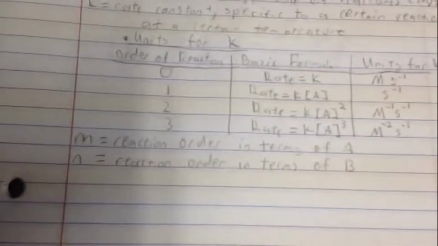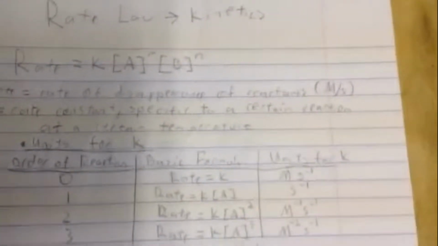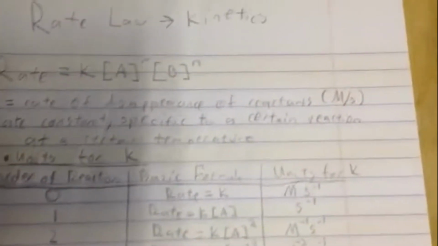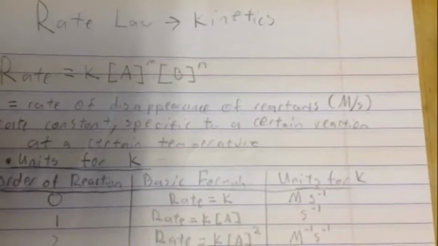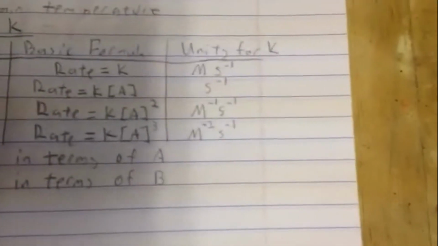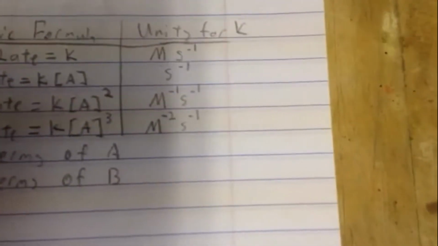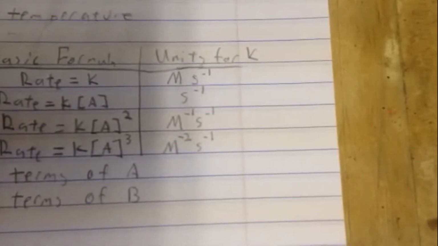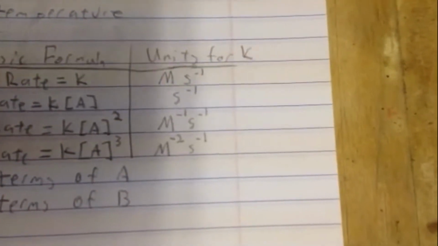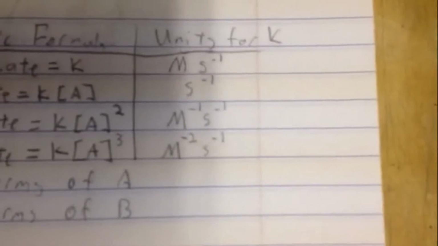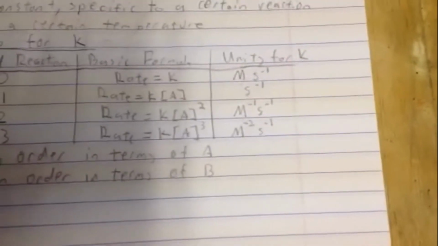And K's have funky units. It depends on the overall reaction order, M and N added together. So let's say M is 1 and N is 1, so you add it up, that's 2, which gives you the units here in my fancy table. Molarity to the negative first, and seconds to the negative first. So that would be the units for that reaction.